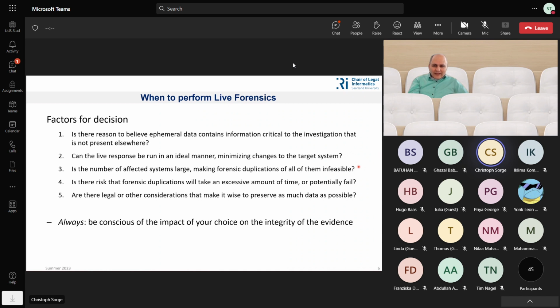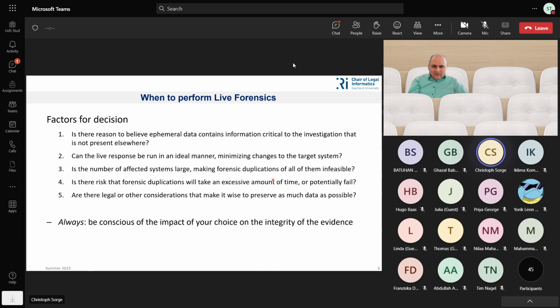Thirdly, I mentioned the example beforehand: do you have a large number of affected systems? You might not be able to do offline forensics on 500 computers. So doing a quick check, doing live forensics, might be a reasonable way. Related to that, if forensic duplication would take an excessive amount of time or would even potentially fail, then doing live forensics might also make sense.